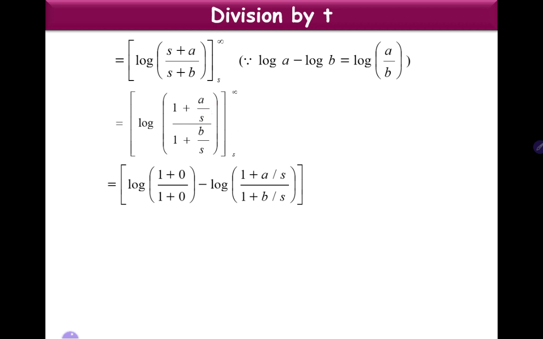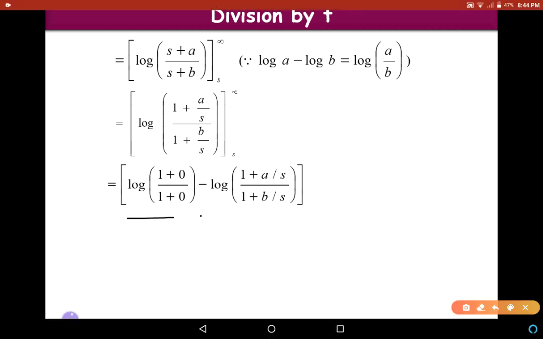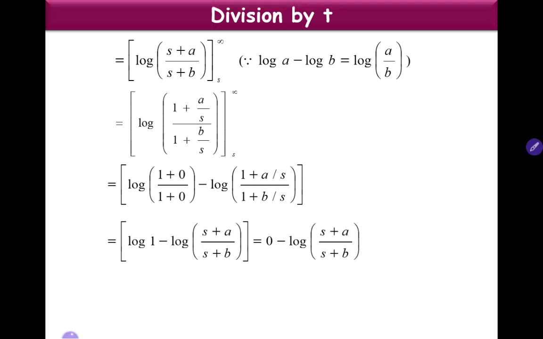So the first term gives log 1. What is log 1 value? It is 0. And here if we take s as LCM again, we get log 1 minus, taking s as LCM in the second term, log of s plus a by s plus b by s, and that s cancels and we'll have log of s plus a by s plus b. And log 1 is 0 minus log of s plus a by s plus b.